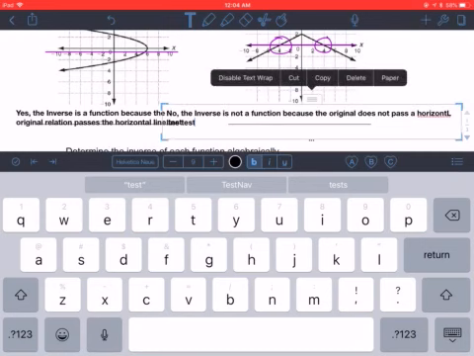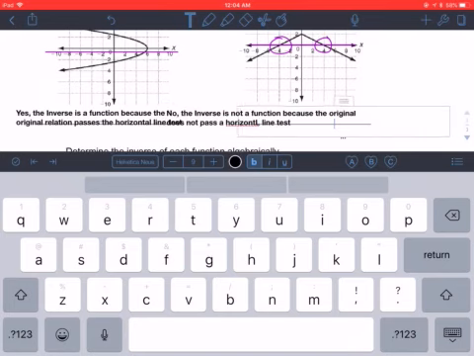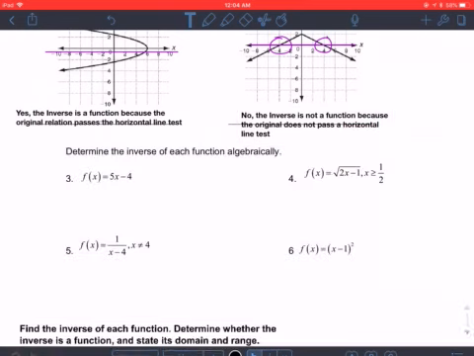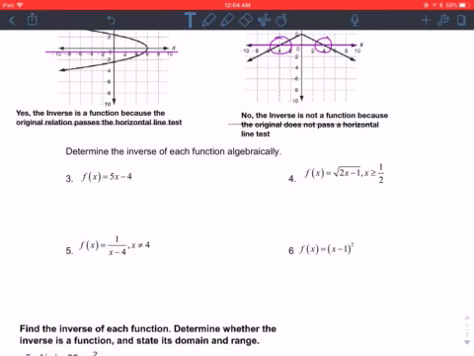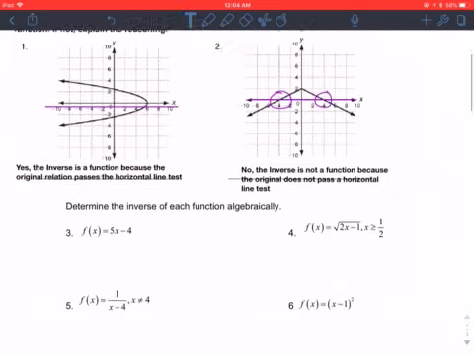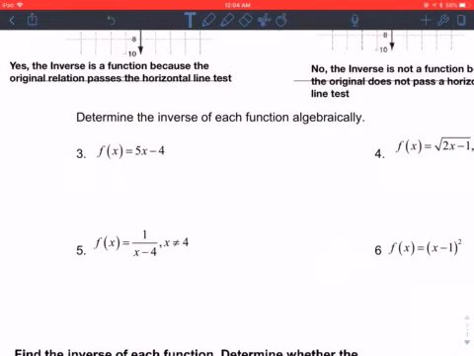Now I'm explaining it every time just to get you used to giving your reasonings for why things are the way they are. And I promise if you practice doing that, then you'll understand things about inverses, relations, and functions more quickly.